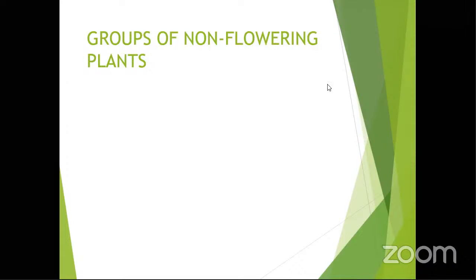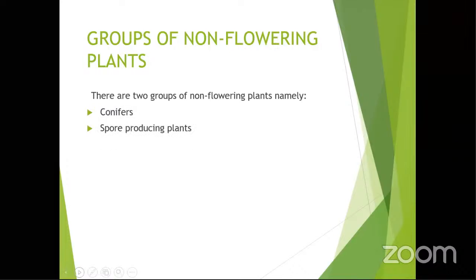So when you look at the groups of non-flowering plants, you get to realize that there are 2. Nasha told us one of them, that is the conifers. And then the other one is the spore-producing plants.